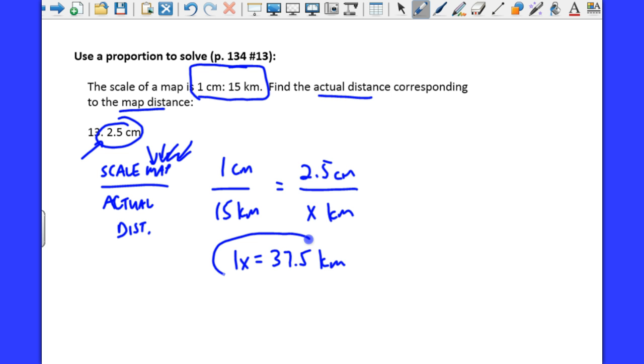And that's an example of using a proportion to solve a scale problem. And it makes it so easy when you can do that. So that's the end of part 2. Get it down. I'll see you tomorrow.